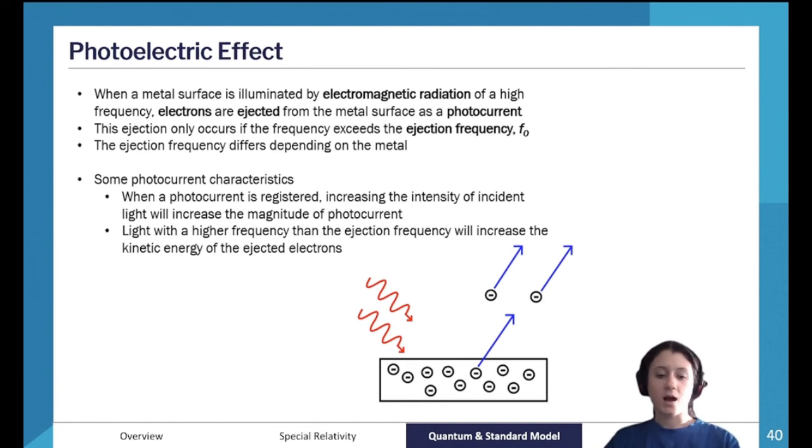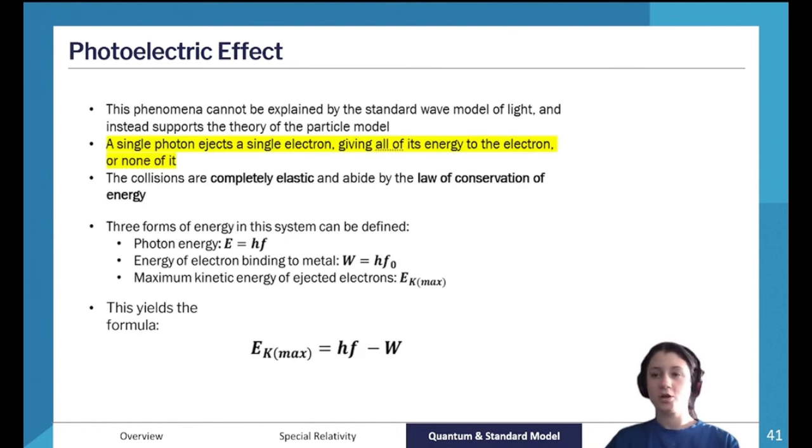So this is how the photoelectric effect showed that light behaved as a particle in this instance. Now let's go over a few of the formulas that you need to be aware of. The first one is that the energy of the photon is equal to hf. Now, the energy needed for the electron is what we call W, or the work function.